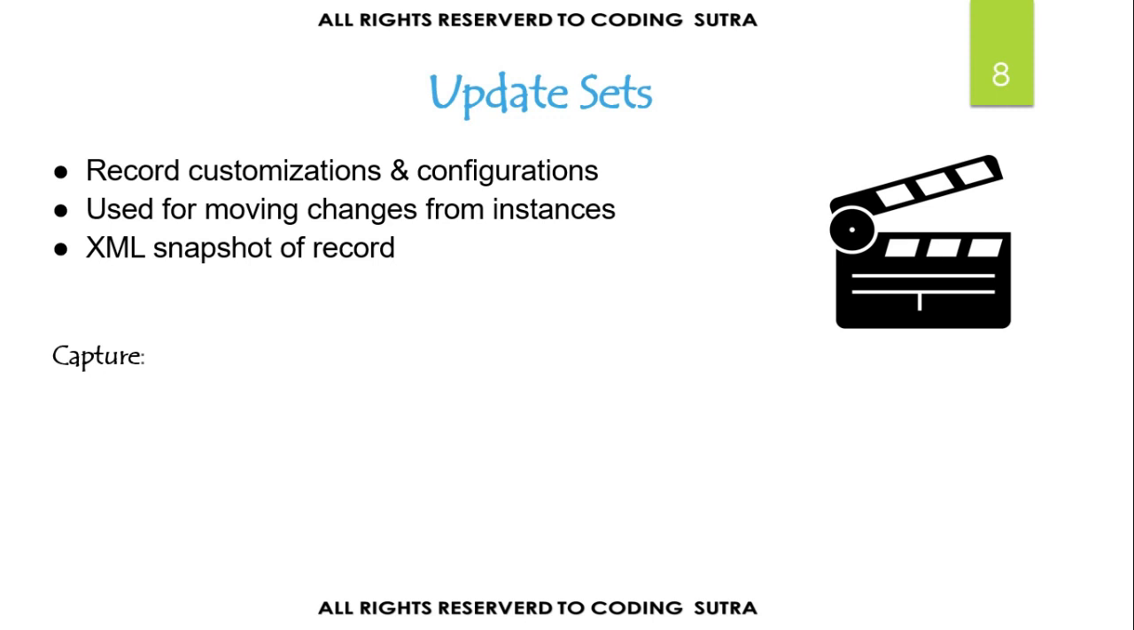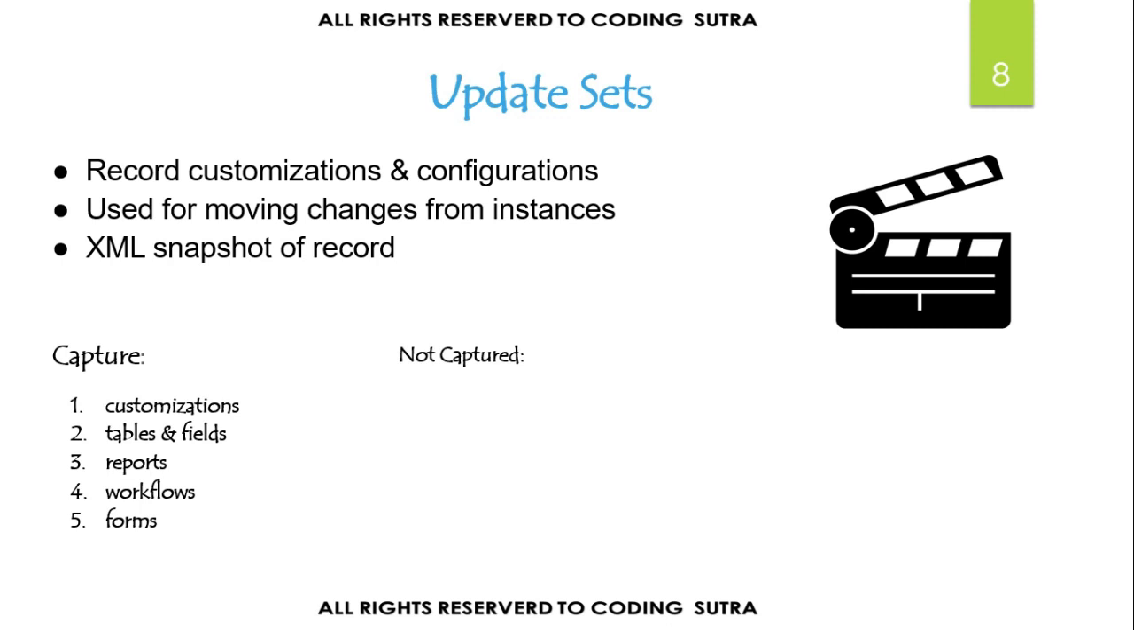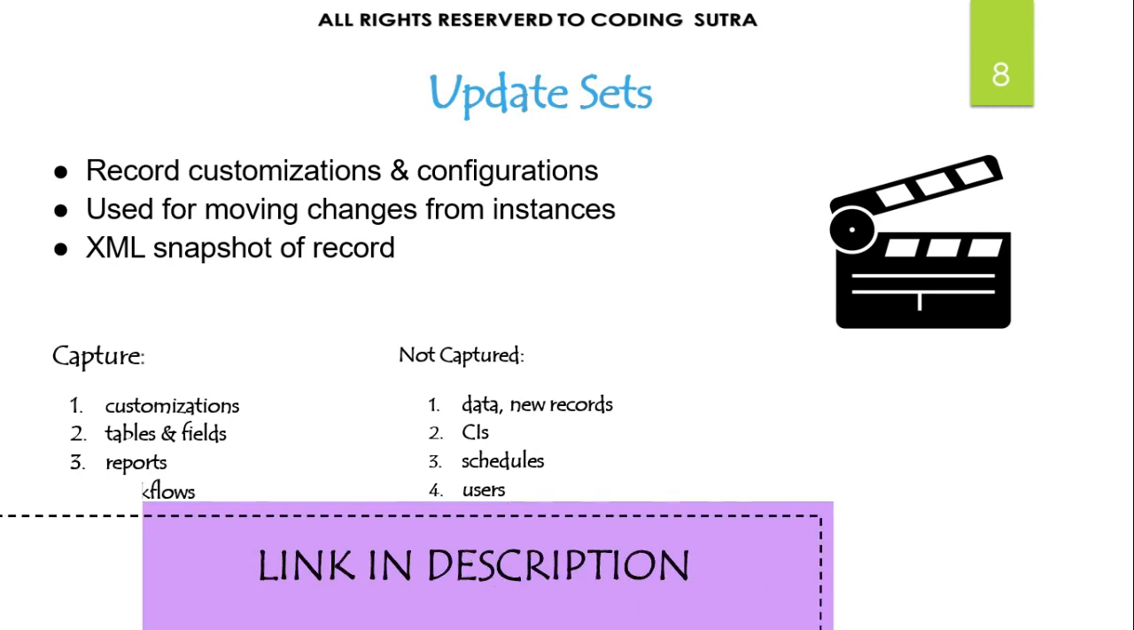So let's discuss what things are captured in update sets: customizations, tables and fields, reports, workflows and forms. The things which are not captured in update sets are data, new records, CIs, schedules, users, and groups. If you want complete details of which things are captured and which are not, you can refer to the official documentation.